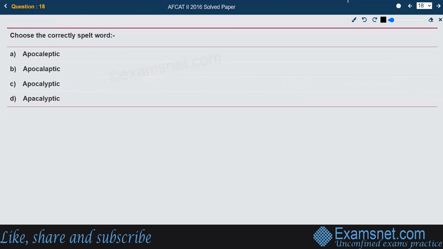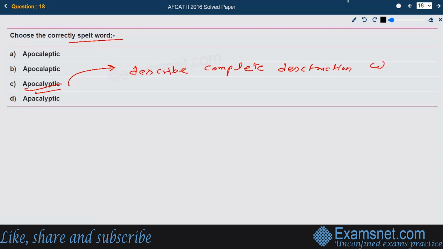Okay, so again we have to find out the correct spelling. So these are the words given, and the right answer is option C, apocalyptic. The word is apocalyptic, and what does apocalyptic mean? Describing or professing the complete destruction of the world. If somebody describes the complete destruction of the world, that is the complete finishing of the world, this is what the person is called, apocalyptic, or the description is also called apocalyptic. Option C is the right answer.